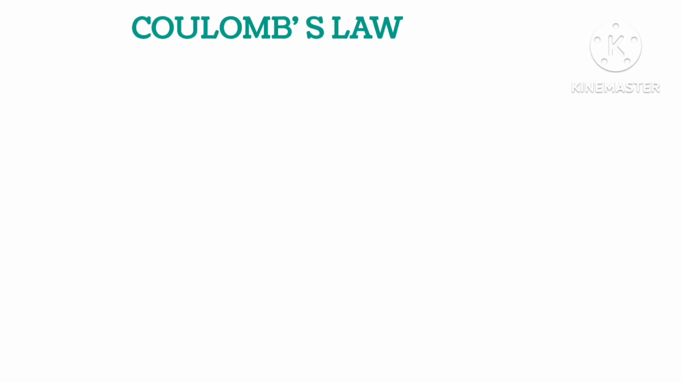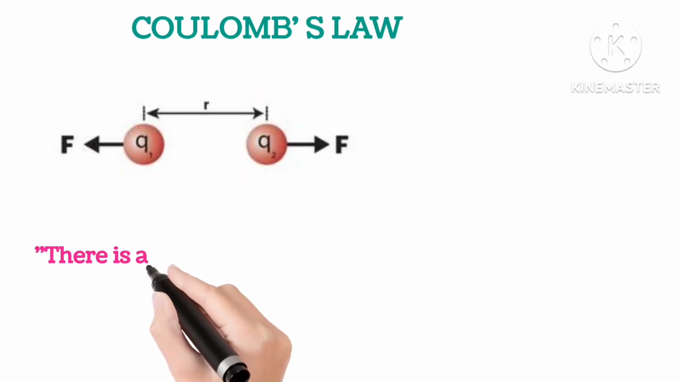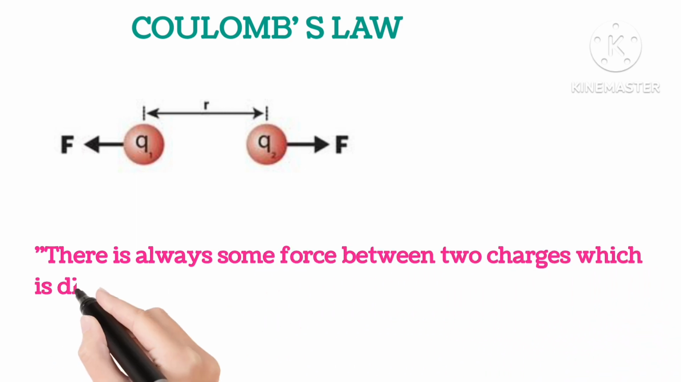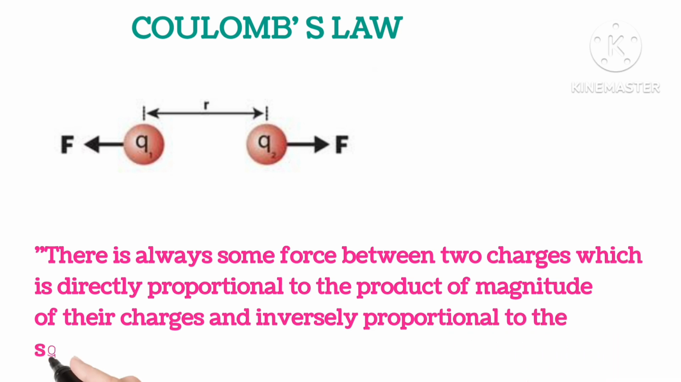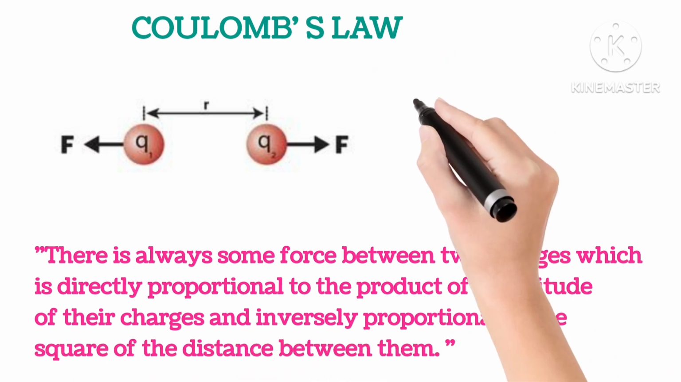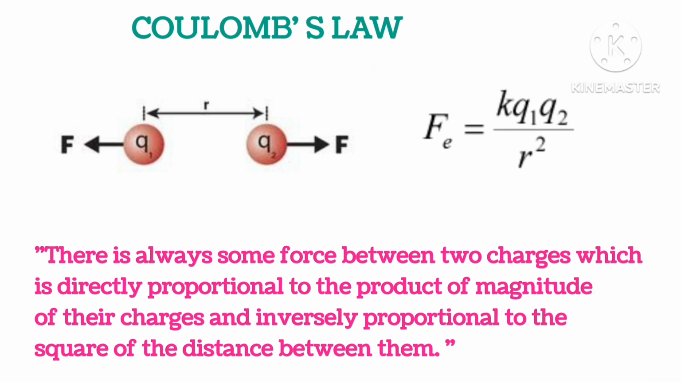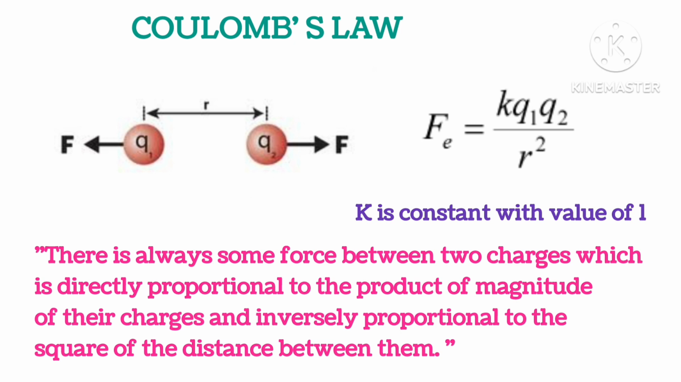Coulomb's law. According to this law, there is always some force between two charges, which is directly proportional to the product of the magnitude of the charges and inversely proportional to the square of the distance between them. So in this equation, F equals K Q1 into Q2 upon R square, and K is the constant with the value of 1.